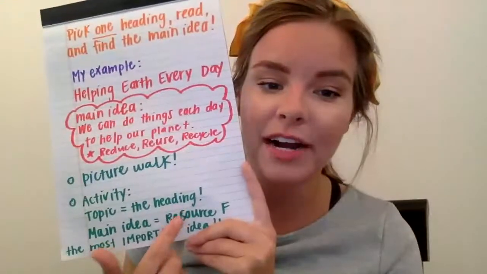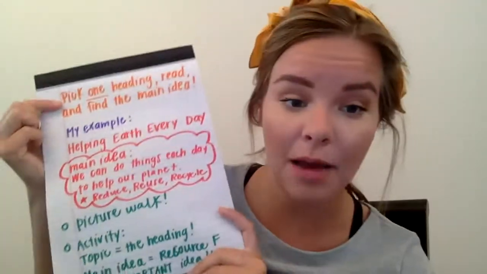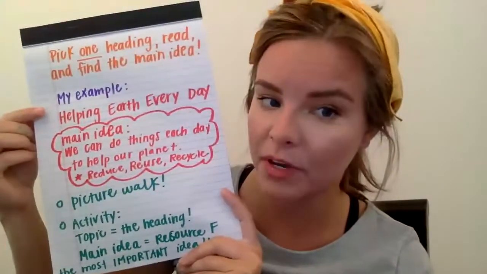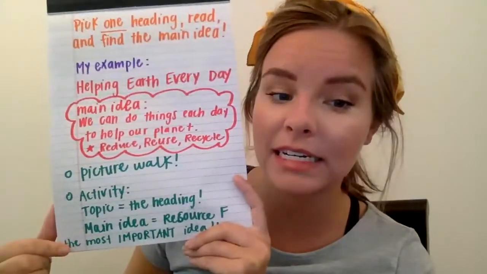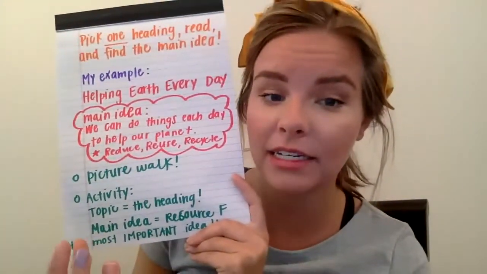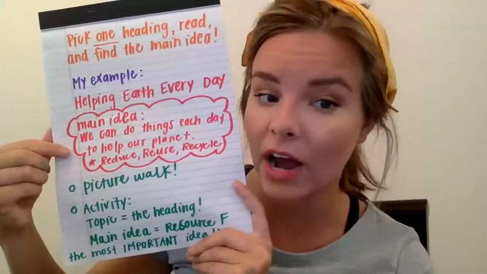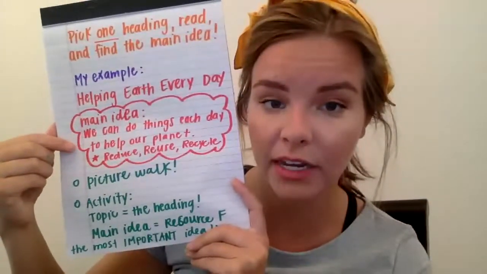Okay? So for your activity, the topic, which would be picking the topic and finding the main idea, the topic is just the heading. So my topic would have been Helping Earth Every Day. And then my main idea is the most important idea that I got from that topic or from that heading. And what I got from that one was that we can do things each day to help our planet.